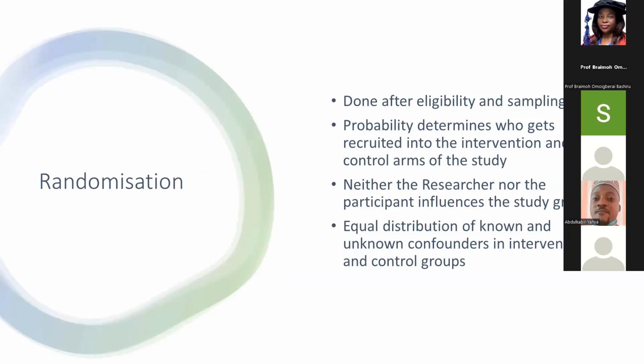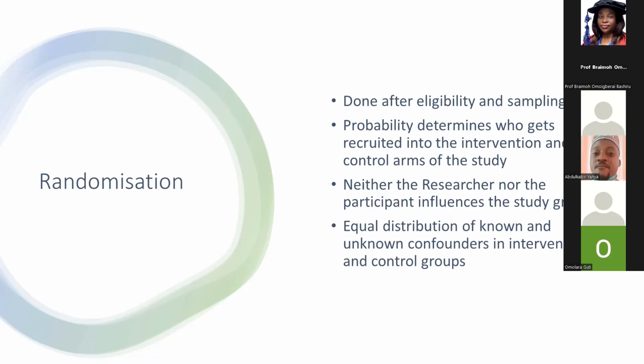How do we do randomization? After you've done your eligibility and you've done your sampling, and you have this pool that you are ready to bring into intervention or control groups, this is where randomization comes in. So probability determines who gets recruited into the intervention or the control arm, not the researcher, not the participant, not a data collection staff, not the person analyzing.